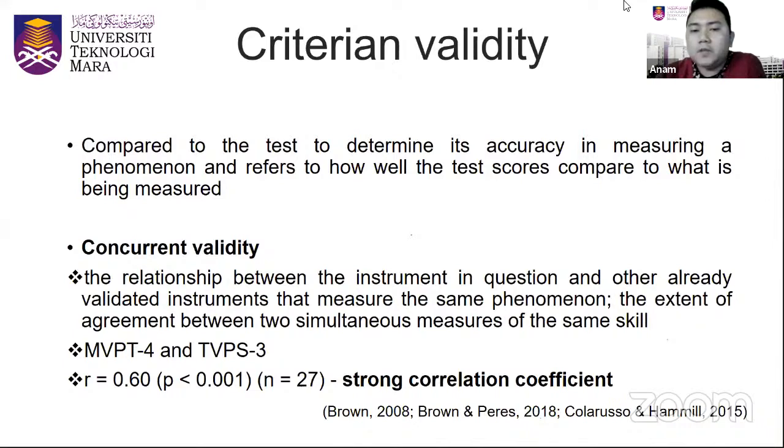So its concurrent validity means the relationship between the instrument in question and other already validated instruments that measure the same phenomenon, and the extent of the agreement between two simultaneous measures of the same skill. After comparing the MVPT with the TVPS, the result shows criterion validity has strong correlations.